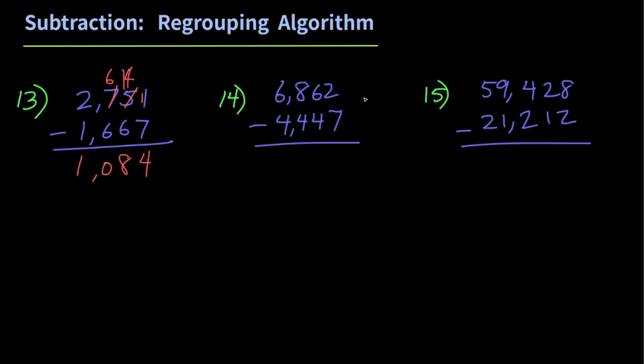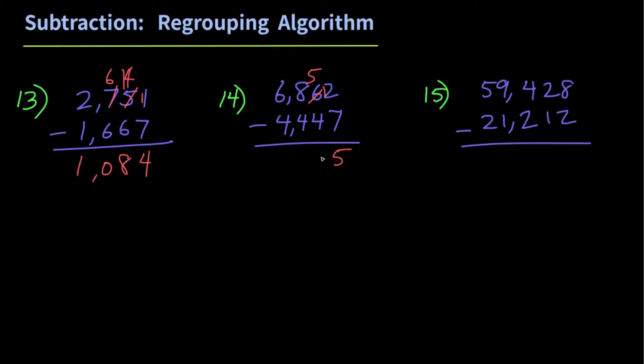Number 14, 6,862 minus 4,447. So we'll start in the ones column. 2 minus 7. Can't do it. 7 is too big. Borrow 1 from here. Add 10 there. 12 minus 7 is 5.